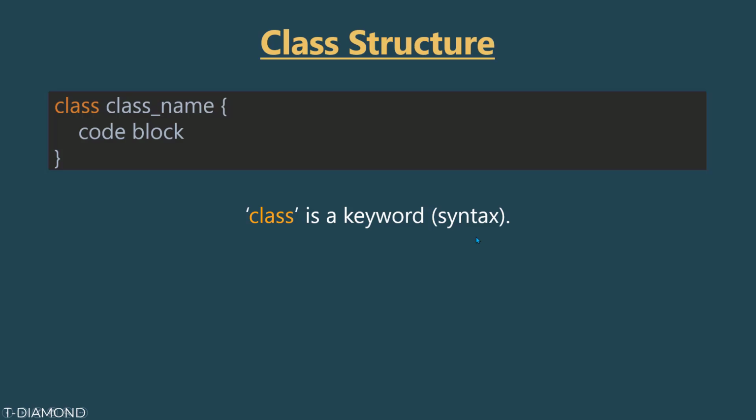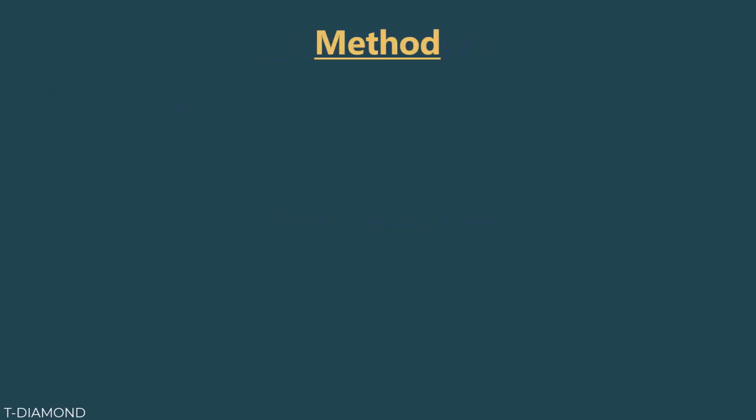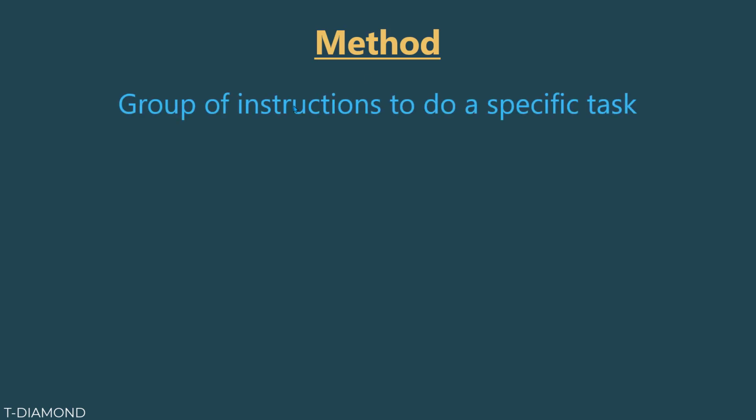Perfect. Now let's have a look at methods. Of course, we will talk about methods later, but I just want to give you an idea. A method is a group of instructions to do a specific task. Let me give you some examples. We can write a method to add two numbers. So we will write some code and this code adds two numbers together.